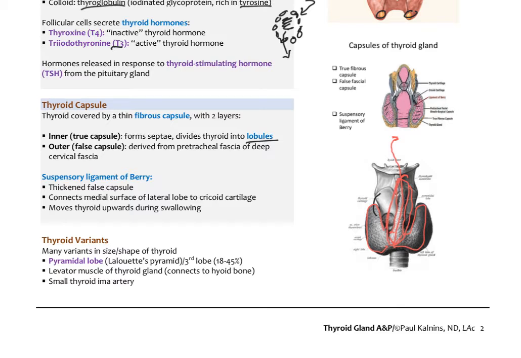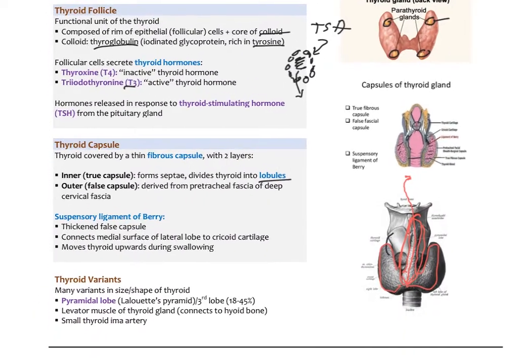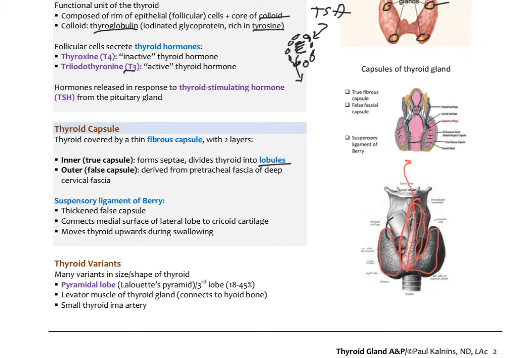The levator muscle of the thyroid gland connects it to the hyoid bone. So the hyoid, remember, is up in this diagram. It's up here. So the levator muscle will connect it to the hyoid bone. Again, that gives it another suspensory ligament or suspensory system to kind of hold it in place in the neck. And some people have an anatomical extra artery. It's called the thyroid ima artery. I'll show you that here coming up. So that's some of the external landmarks of the thyroid.